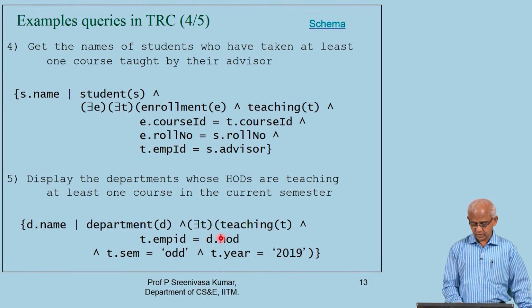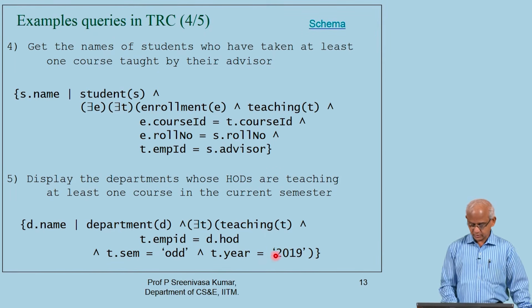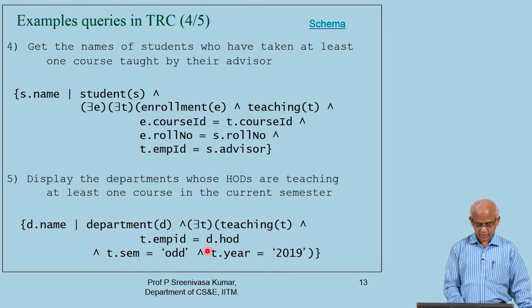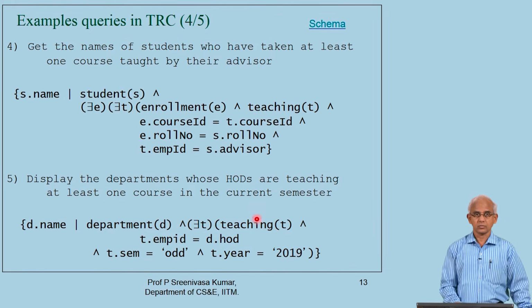Remember that the attribute HOD is a foreign key in the department D that refers to employee IDs, and so we want to check whether the teaching tuple corresponds to the HOD of the department under consideration, and the teaching tuple also records that the teaching is going on in the current semester. Current means the odd 2019 semester. So, that way we can express this query by just using one free variable and one bound tuple variable.